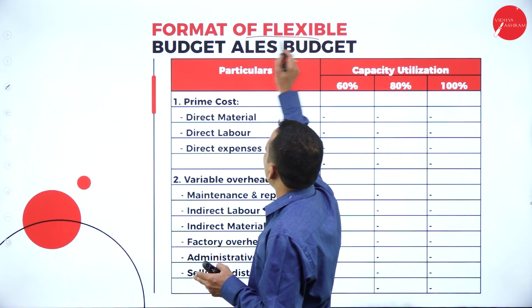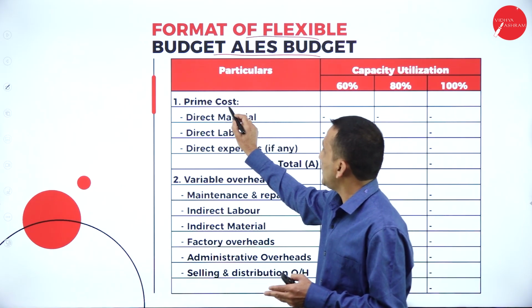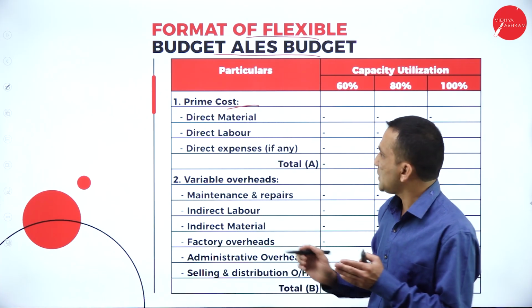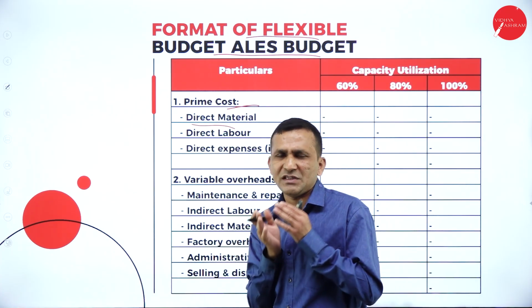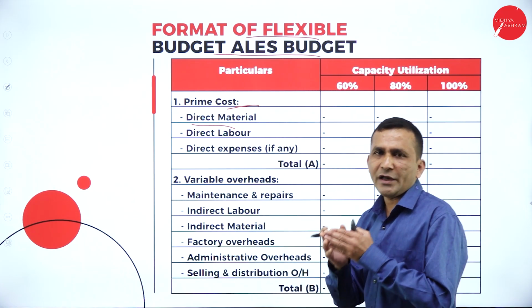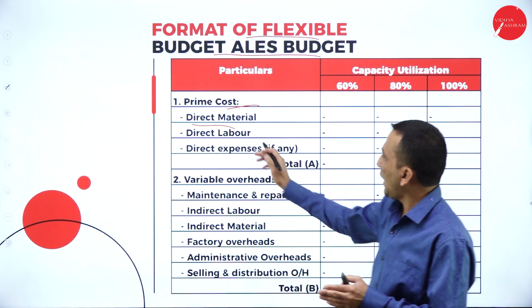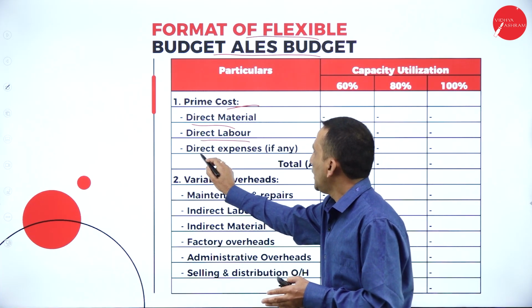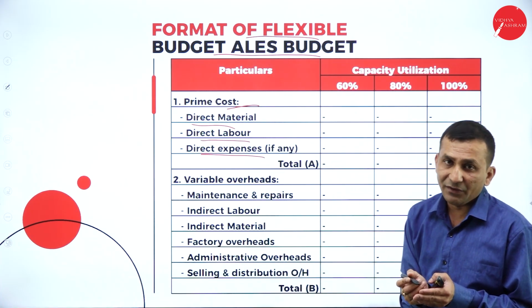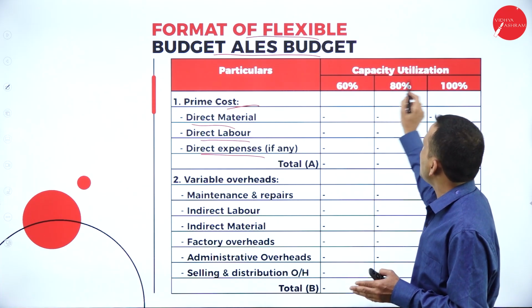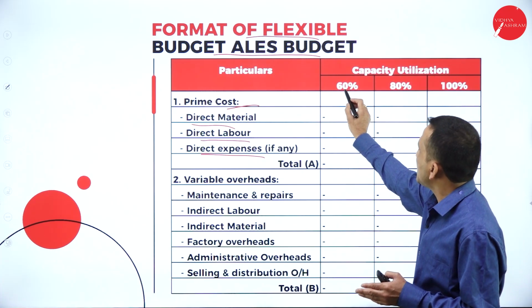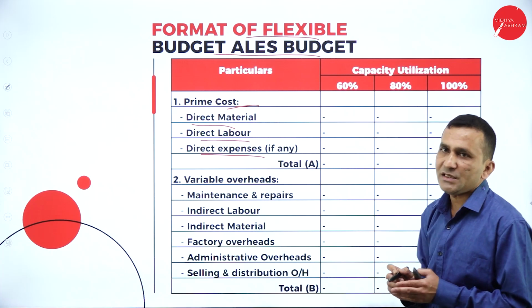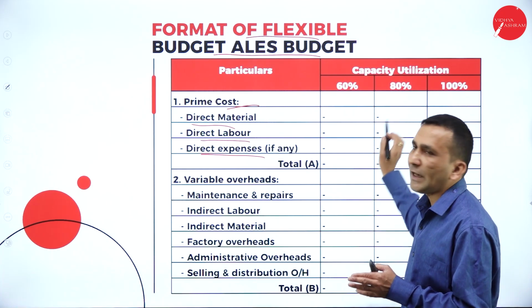The format of the flexible budget: the first is the prime cost. Under prime cost, we first consider what goes directly into production. That relates to direct materials, direct labor, and direct expenses if given in the question. Here the capacity utilization, either 60%, 80%, or 100%, you need to write in front.